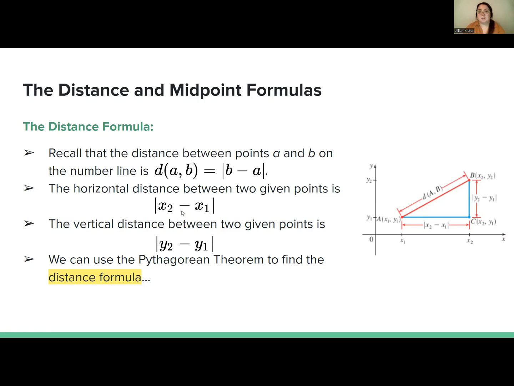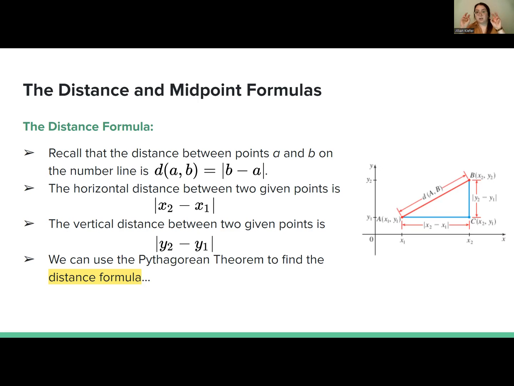So it does not matter which one you pick to be second and which to be first. Then we can do the same thing with vertical distance. Any vertical distance between two given points is going to be two y values. So a second y value minus, say, the first y value, with once again absolute values around it. Just like with the x values, it doesn't matter which one you label to be first or second, but if you are picking points, just make sure to be consistent.